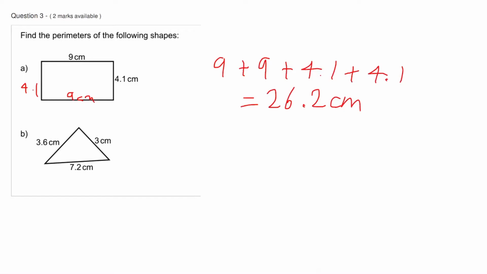Now for part B, you've got a triangle, and again we are finding the perimeter. So all we are doing is adding up all the sides of that triangle. So that's 3, add 3.6, add 7.2, and that will give you an answer of 13.8 centimeters.